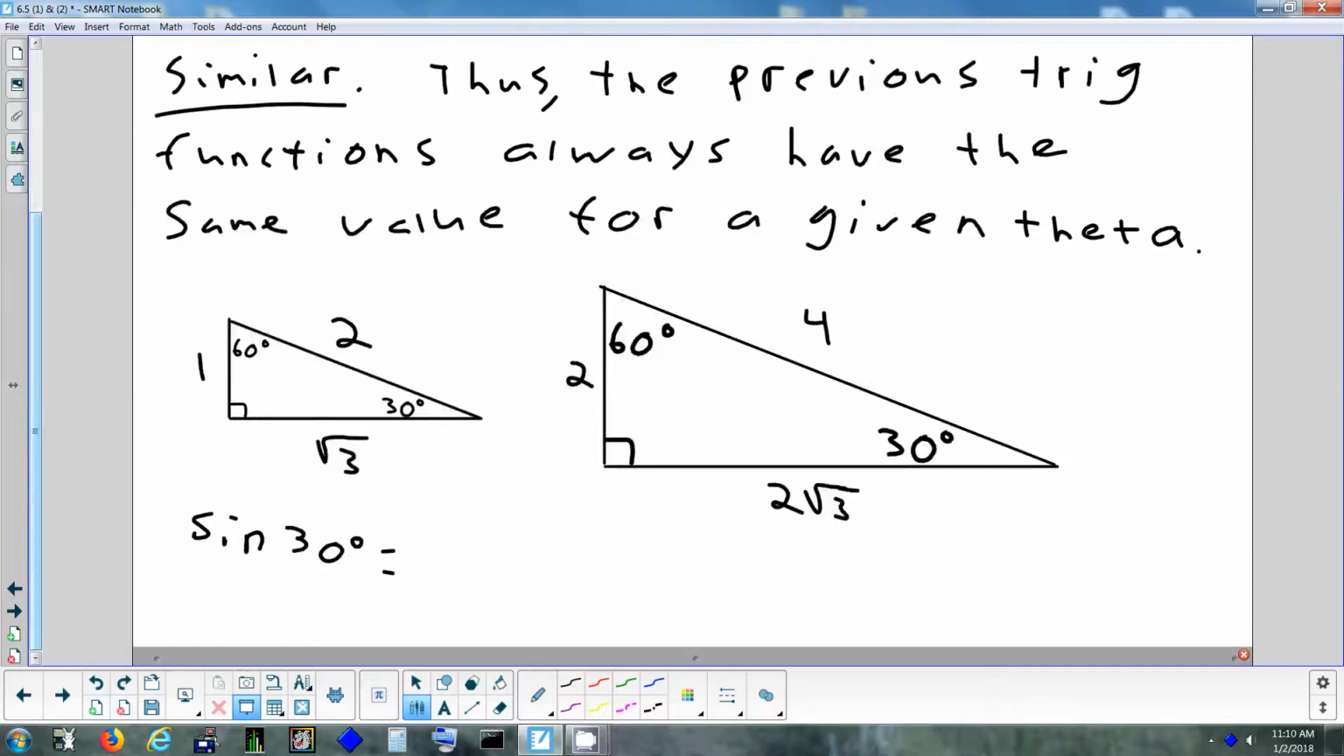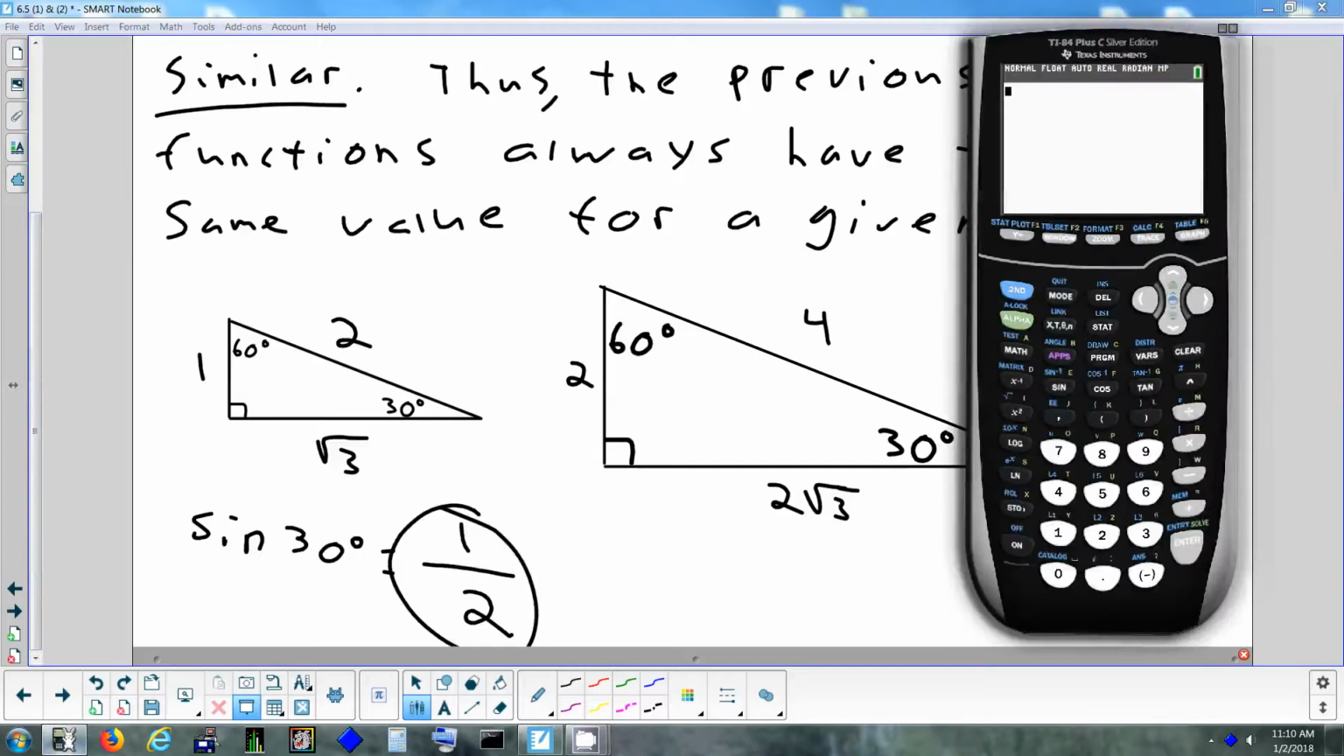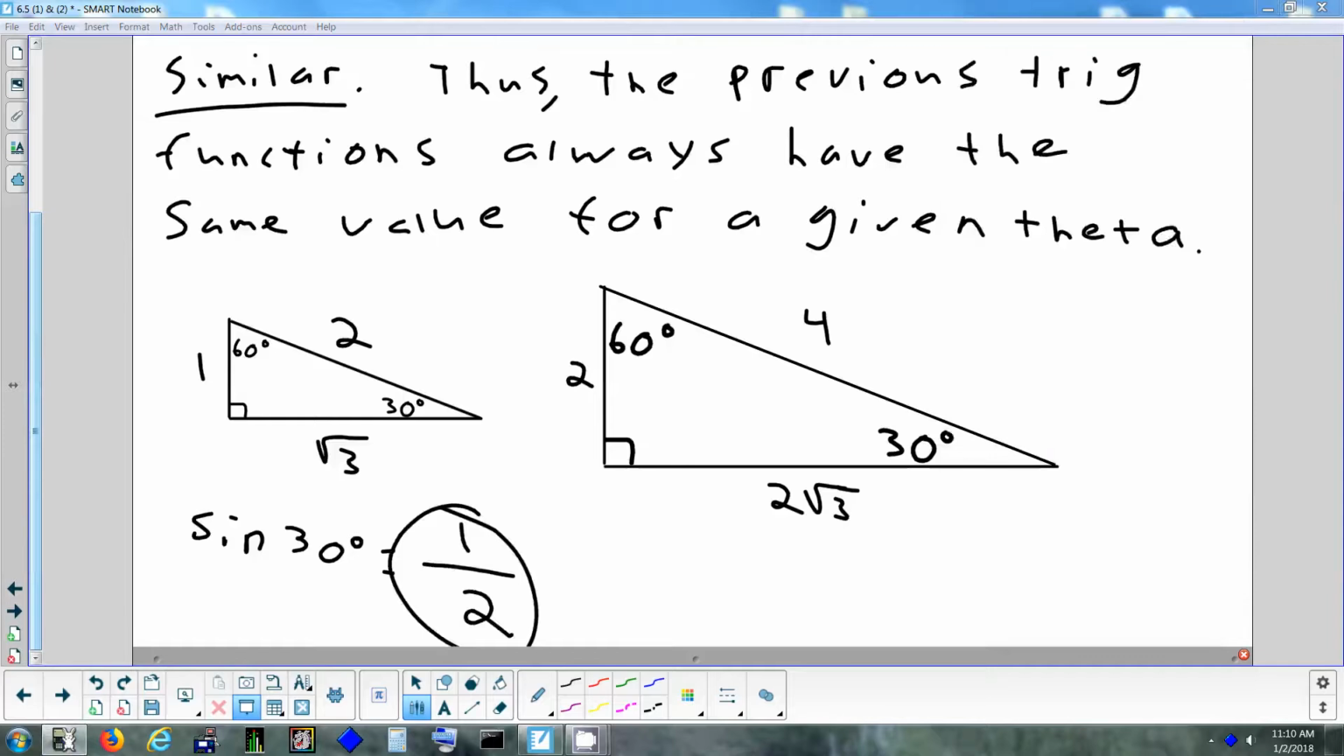Mallory, what's the side opposite 30 in the triangle on the left? 1. Yep. And Casey, what's the hypotenuse of the triangle on the left? 2. So using the small triangle, the sine of 30 comes out to 1/2. We could double check that. You could type it in, sine 30, just change to degrees, and you'd get 1/2. Sine of 30, 1/2. Okay, let's try it in the bigger triangle.